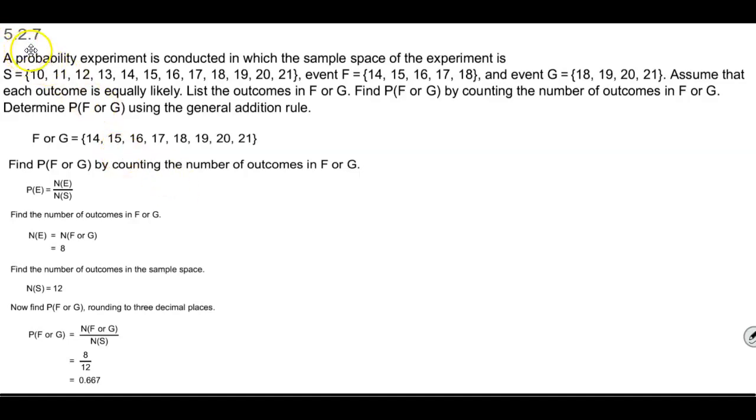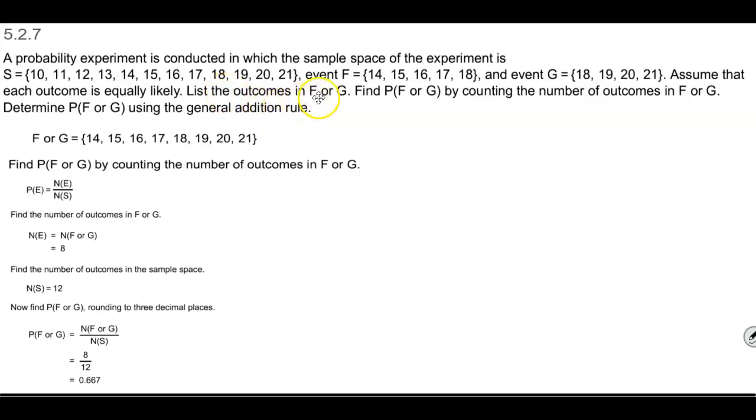In section 5.2.7, the question states that a probability experiment is conducted in which the sample space of the experiment is the following. We have the numbers that go from 10 all the way to 21. Event F is 14, 15, 16, 17, 18, and event G is 18, 19, 20, and 21. And assume that each outcome is equally likely.